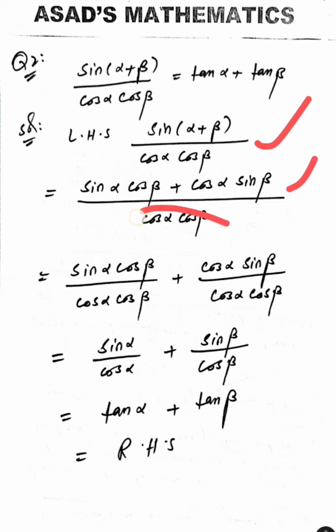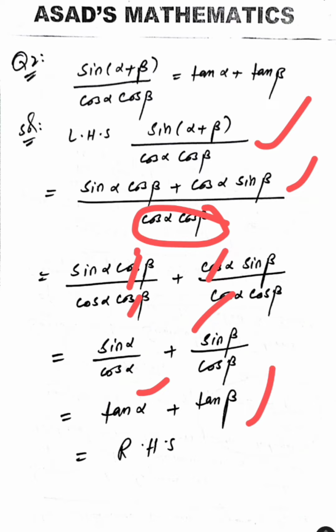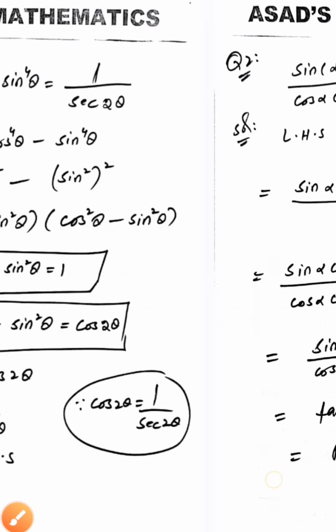Now split the denominator with both of the numerator terms, and here we see that cos beta cancels with cos beta, and in the second term cos alpha cancels with cos alpha. So we get sin alpha by cos alpha in the first term plus sin beta divided by cos beta in the second term. Sin alpha by cos alpha is equal to tangent alpha, and sin beta by cos beta is equal to tangent beta, which is our required result, the right hand side. Now move to the next question.